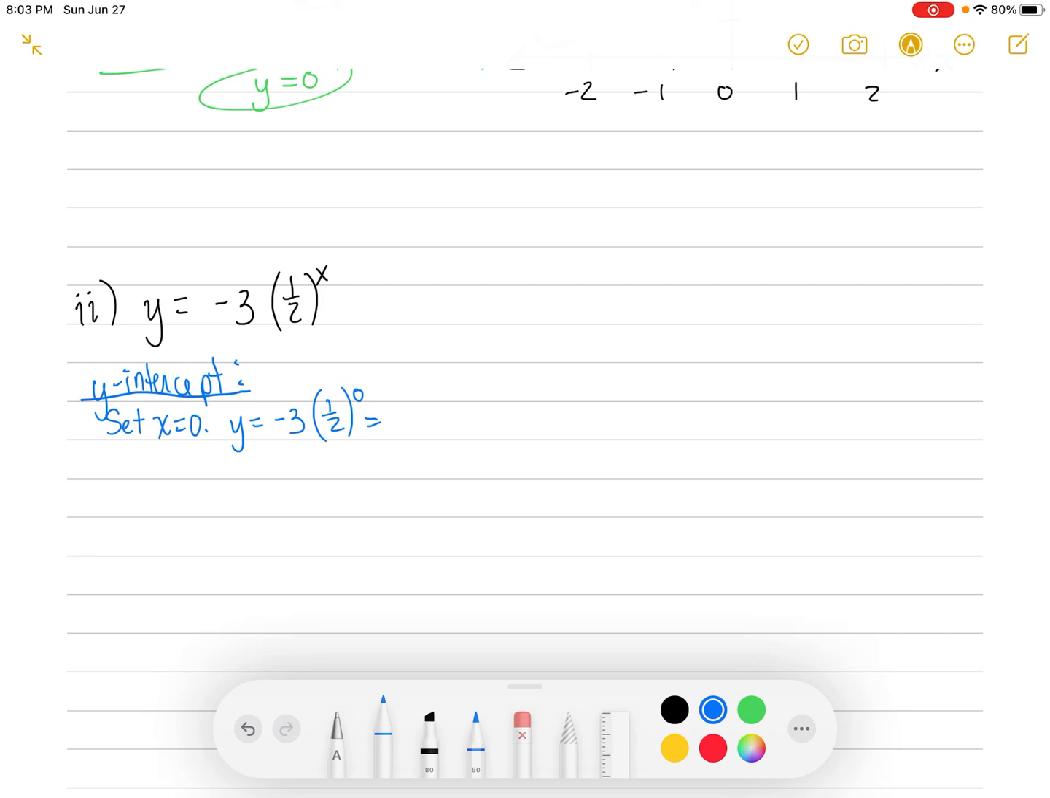Y is going to be, let's see, -3 times 1/2 to the 0 power. Now you have to do your order of operations correctly. You want to do the exponentiation by 0 first before you do multiplication by -3. So we're going to have -3 times, what's 1/2 to the 0 power? Well, anything to the 0 power is 1. So we have -3 times 1, so y is going to be -3. It's our y-intercept. Okay. The next thing we're going to do, we're going to find an additional point. If I can spell additional, that'd be great.